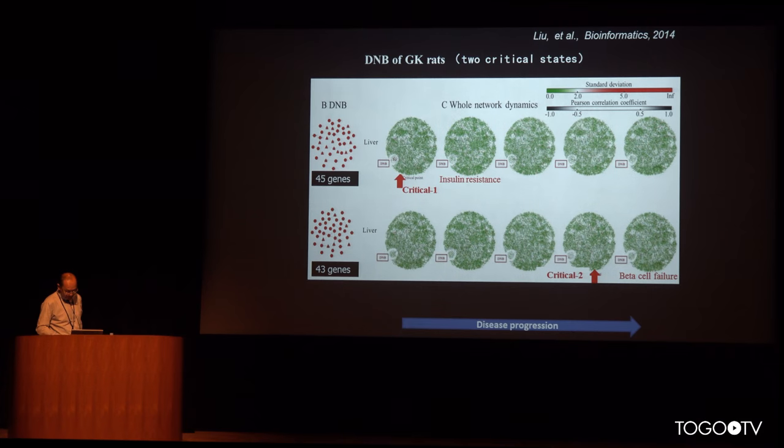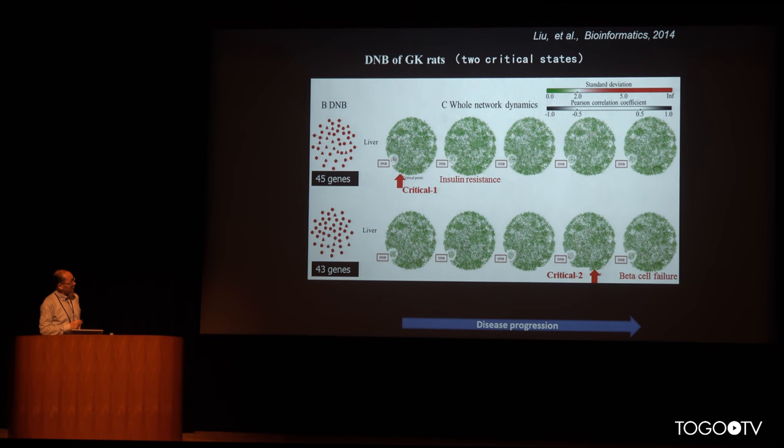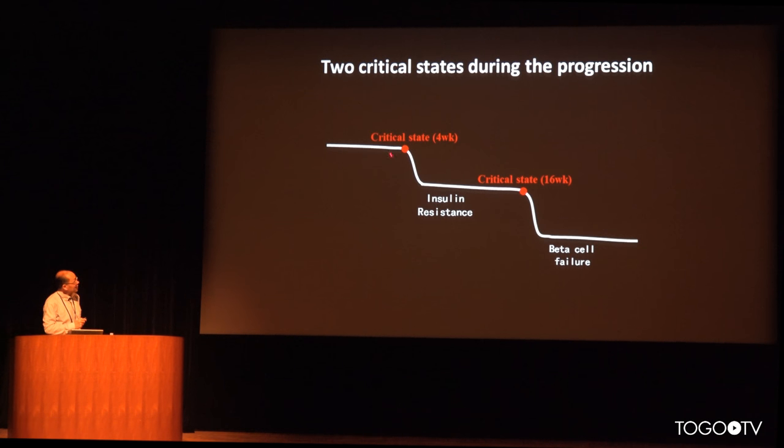Okay. During this process, they have 2 very big events. One is the insulin resistance at 8 weeks, stage 2. The other one is beta cell failure, at stage 5. So they are big events during this process. And based on our dynamic network biomarker, I mean DNB theory, we actually found 2 critical states, I mean tipping points. The first is the second stage and the second is the fourth. They actually correspond to these 2 events, insulin resistance and beta cell failure. So this is the diabetes progression, and they are actually 2 critical states, 2 phase changes.